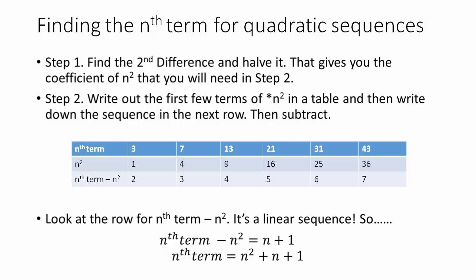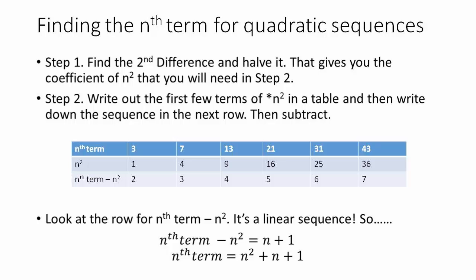If the second difference is 2, or 4, or 3, or 6, or 9, you need to halve that second difference. That coefficient, that value, is crucial to this method. Now, I've put star n squared in for step 2. That star will stand for half of the second difference. Yeah, you need to multiply n squared by half of the second difference.